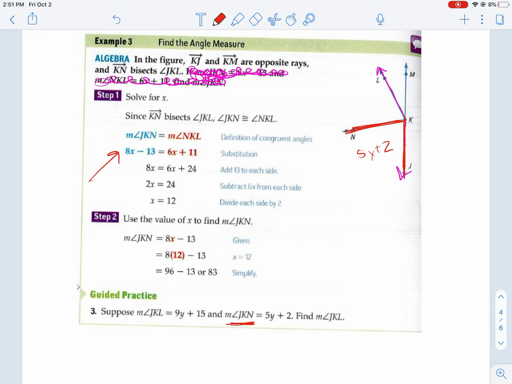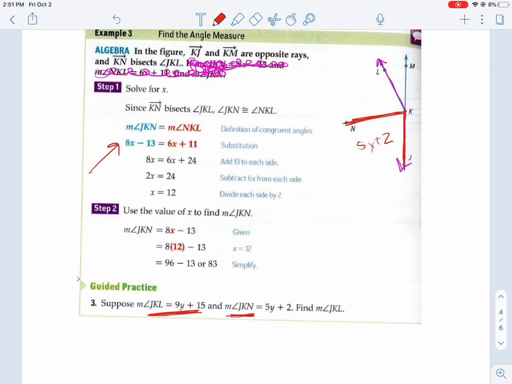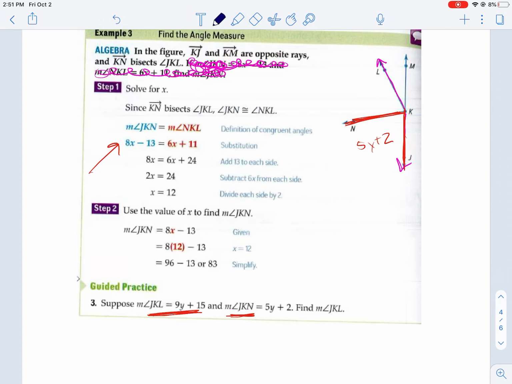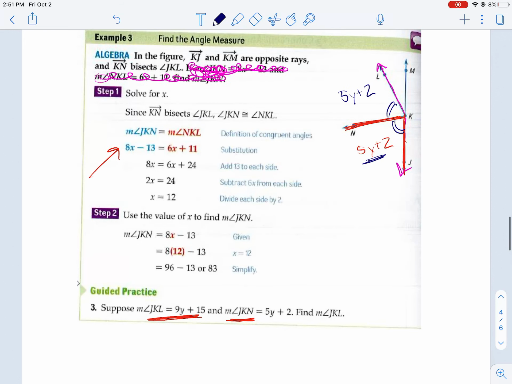Let's think about this. In this case, they're giving us the value of that JKL, the measure we're trying to find. So we have to take a step back and think: what does it mean to bisect something? When you bisect something, you create two angles of equal measure. If JKN is equal to 5y plus 2, then this angle better be equal to 5y plus 2 as well. We don't know what y is, but I certainly know this numerical value is going to be the same for either side of those angles.